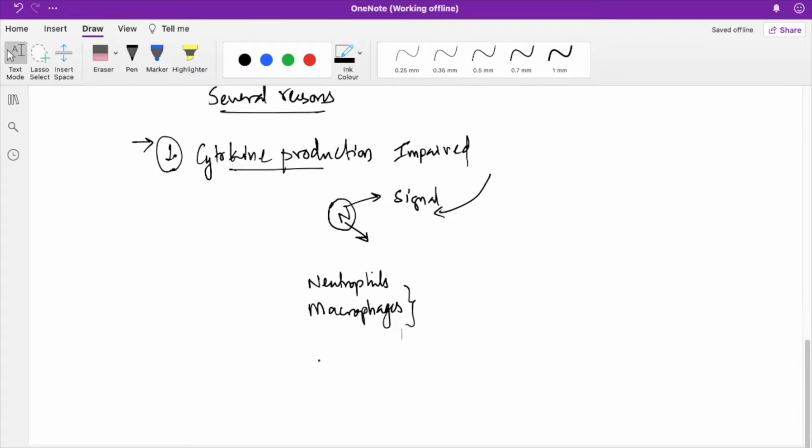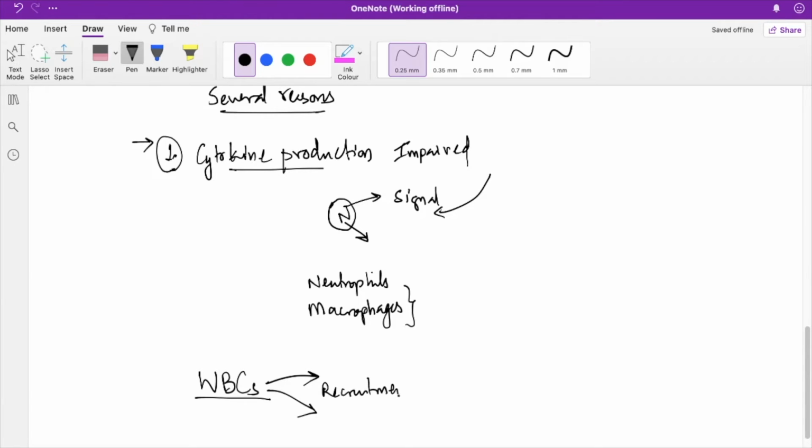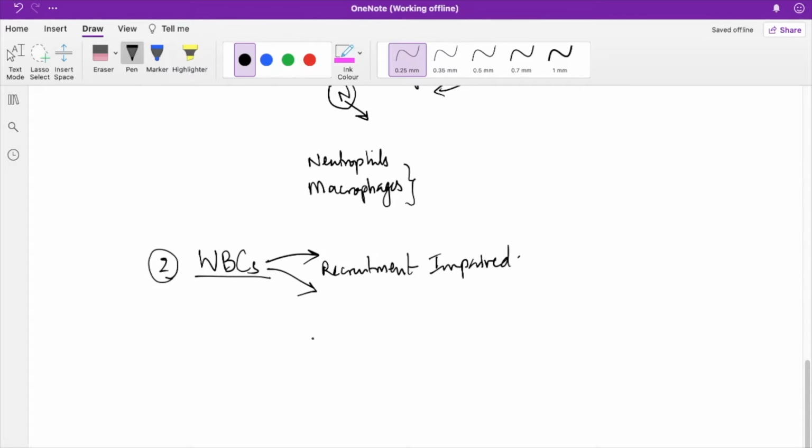Suppose there is an issue in some part of our country, so more defense staff and soldiers would be recruited to that area. Similarly, in our body, when there is some problem in some part of the body, the leukocytes or WBCs, the white blood cells that are the main group of immunity related cells in our body, are the cells responsible for defending our body. So these cells will be recruited to the area where there is a problem. But this recruitment process is also impaired in a person with uncontrolled diabetes mellitus with uncontrolled sugar levels.